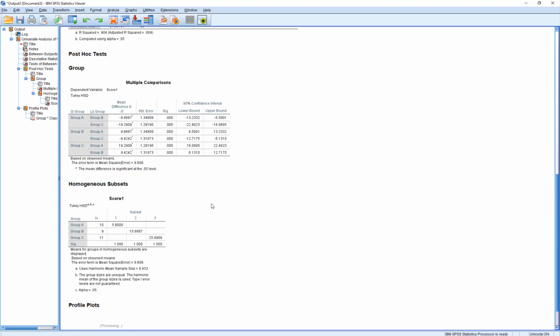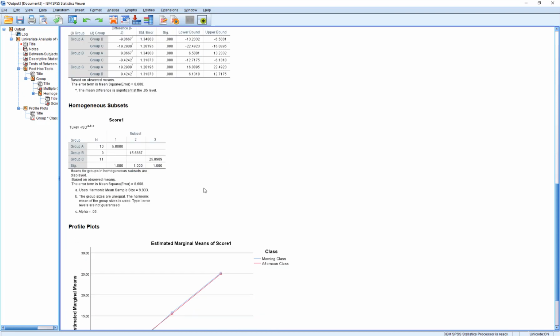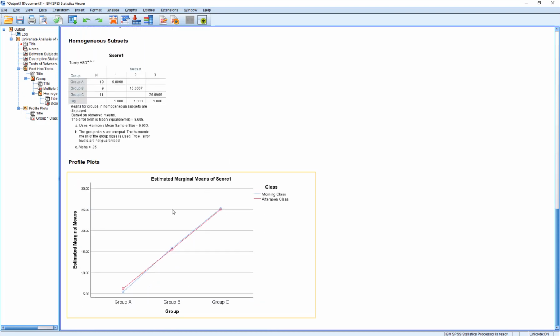Below we have the post hoc test. Here we have group A, B, and C, and again, they're all significantly different from each other. At the bottom, we see our estimated marginal means of score 1.